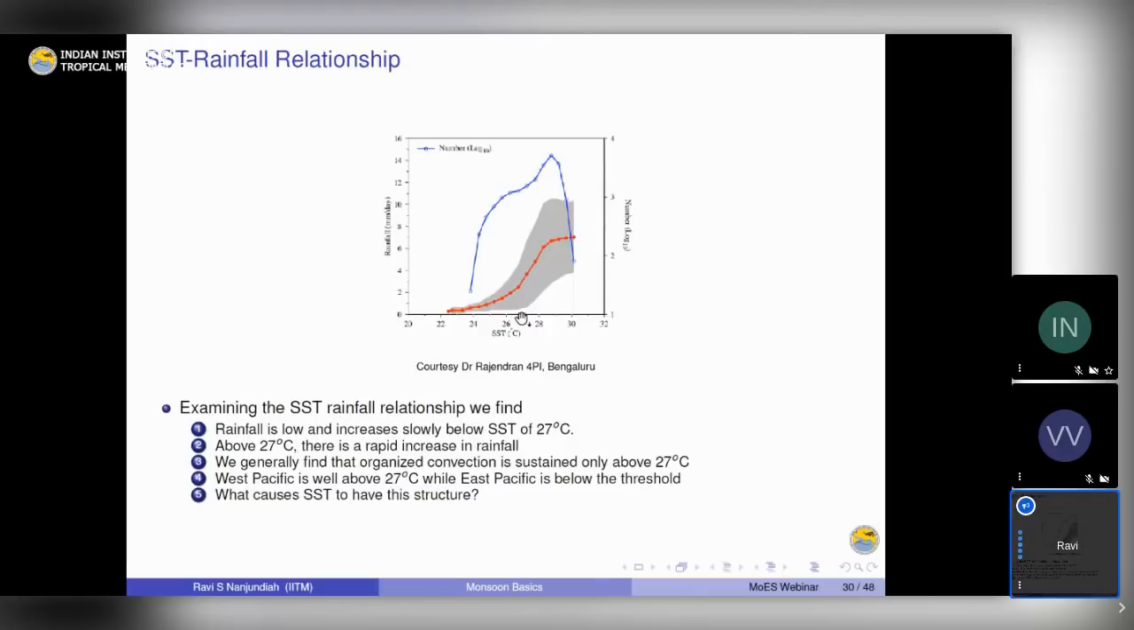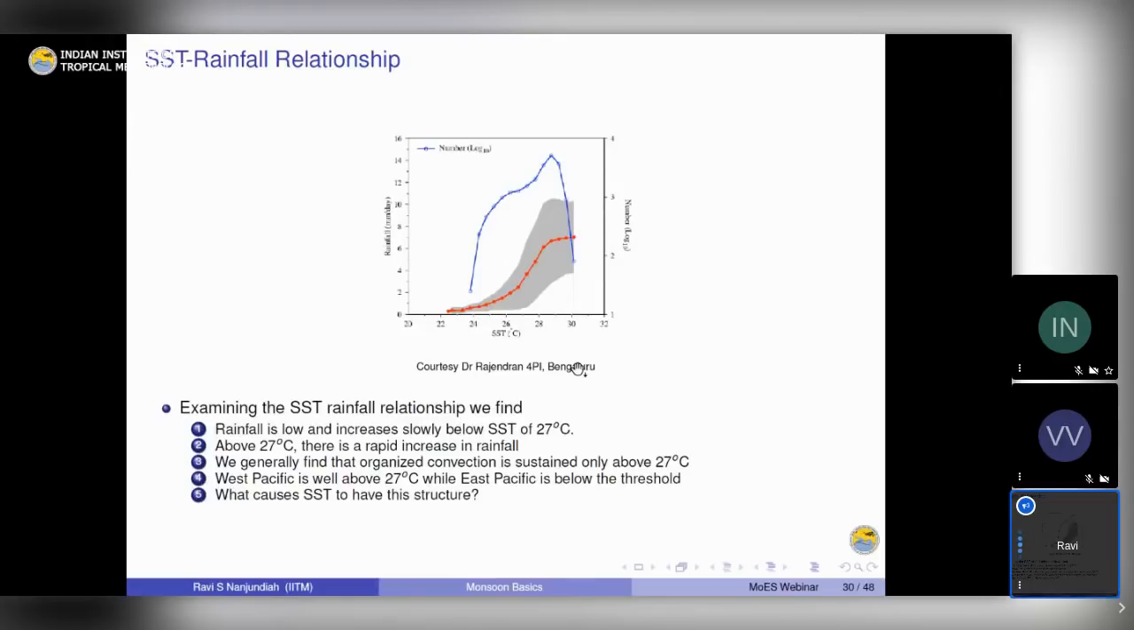Above about 27.5 or 28, there is a large increase in rainfall, while it increases much more smoothly, in a much lesser fashion, up to about 27.5 degrees Celsius. This nonlinearity sustains convection above 27.5 or 28 degrees centigrade, and we see rapid rainfall. So in regions where the sea surface temperatures are high, you get a lot more rainfall, while where it is cooler, you hardly get any rainfall.